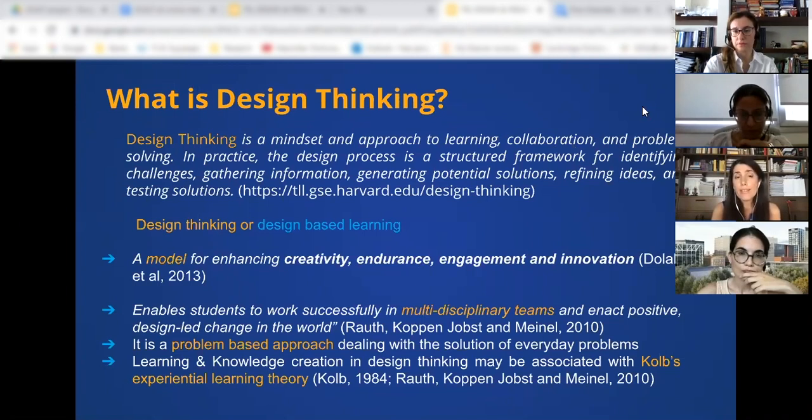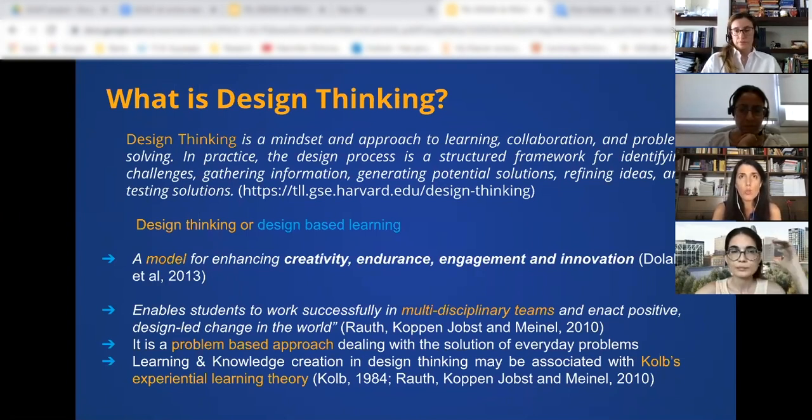So it is named design thinking, but they also call it design-based learning. So you can find this definition under this name as well. This is in fact not very difficult. It's just a model for enhancing creativity, endurance, engagement, and innovation. In fact, there are different models, different things that you can play with in design thinking.